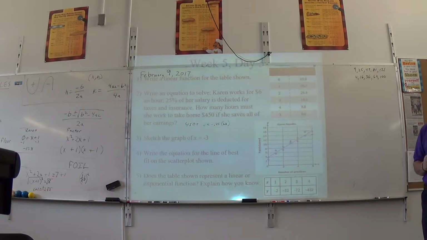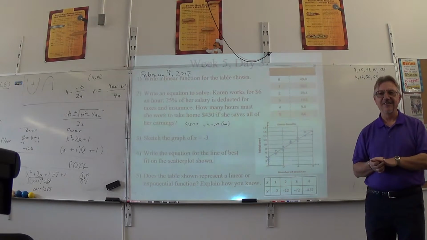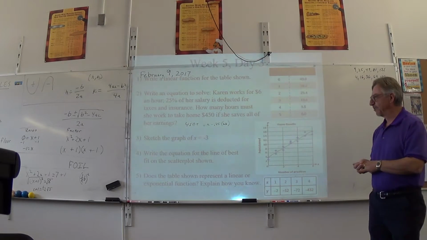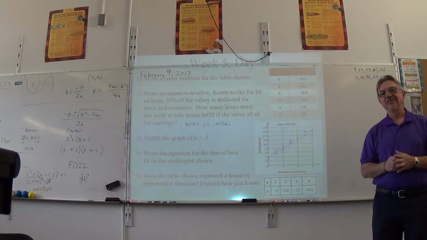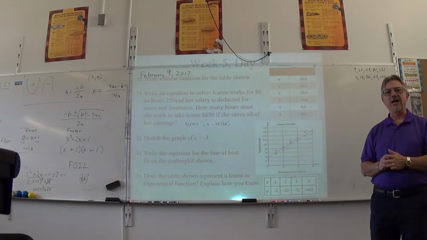Aaron, what's it going to look like? Sideways like this. Zoe, it's gonna be a vertical line at negative 3. Okay, so, Dominic, what's the y-intercept going to be on that one?